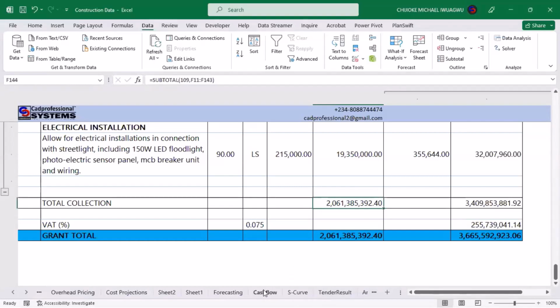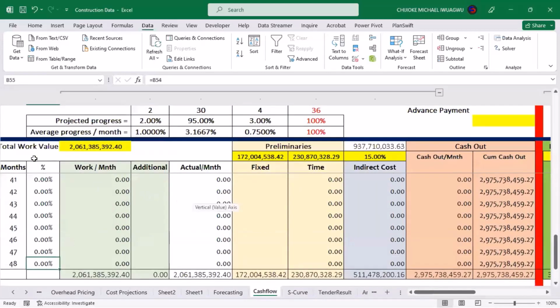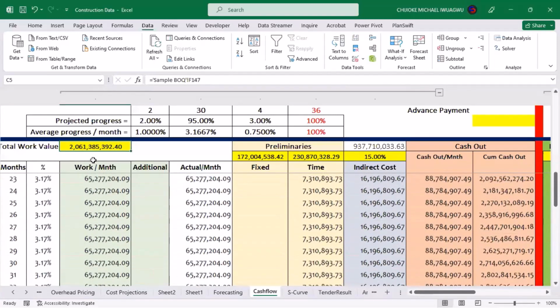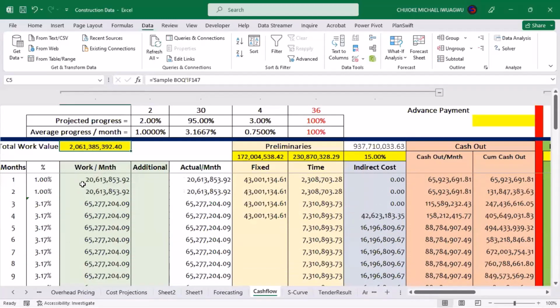All right. Now, just mark this figure that we have here. We have about 2.061 billion, which is the cost of our work. So we'll get back to our cash flow. Now, the total value of our work is what we are trying to establish here, which is 2.061. Why we are bringing it here is because, assuming that our spending will be going on a normal trend, we'll be spending 1%, 3.17% of this total amount. That is what we'll be incurring because the progress of our work will follow this trend.